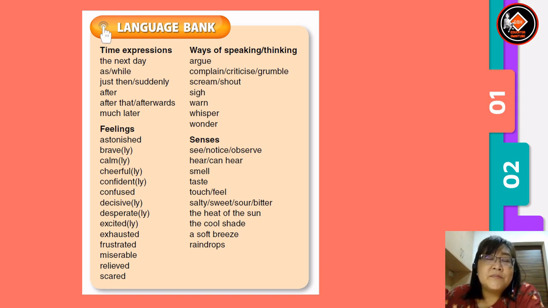Next, we have ways of speaking or ways of thinking: argue, complain, criticize, grumble, scream, shout, sigh, warn, whisper, wonder. Then we have senses: see, notice, observe, hear, can hear, smell, taste, touch, feel, salty, sweet, sour, bitter, the heat of the sun, the cool shade, a soft breeze, raindrops.